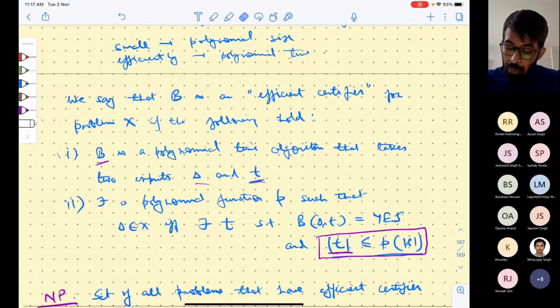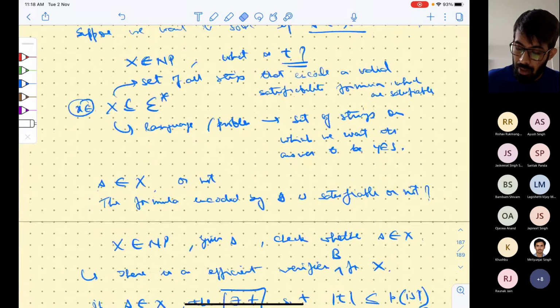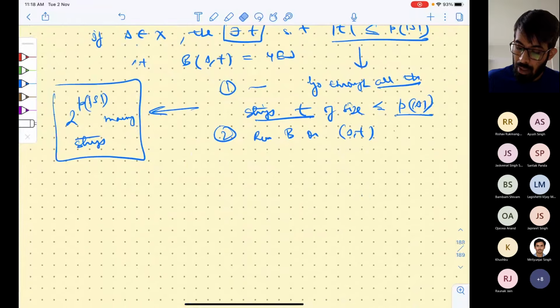Okay, so this was just to give you again the idea of how we get membership in NP. We say that B is a polynomial time algorithm that takes two inputs S and T, and S belongs to X if and only if there exists T such that the algorithm outputs yes on that pair of strings S and T. Any questions? Please ask.